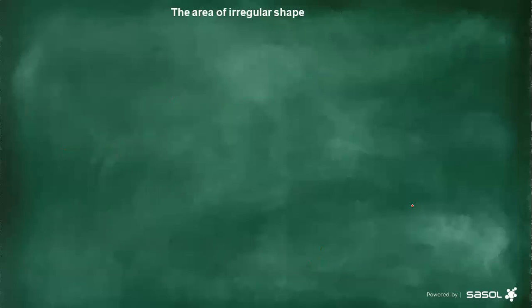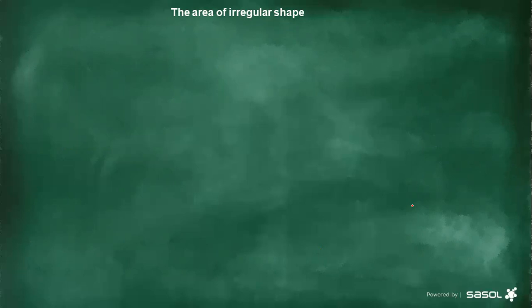The area of irregular shape. We are now done with surface area. We are done with the volume. We have calculated surface area. We have also calculated the volume. And then we also learned how to calculate the height or the radius if the volume is given or the surface area is given.